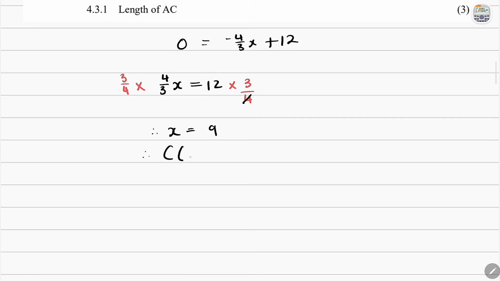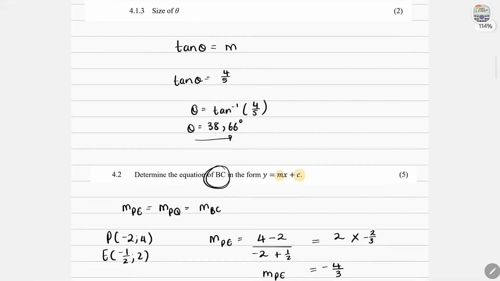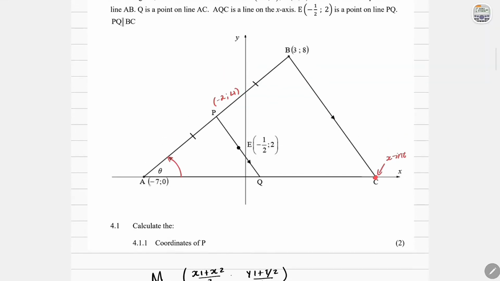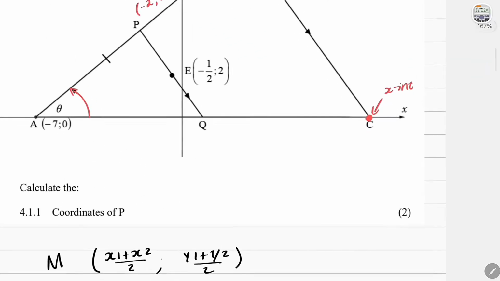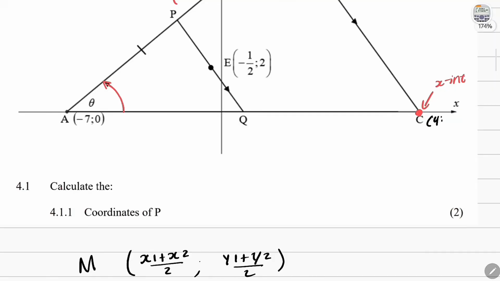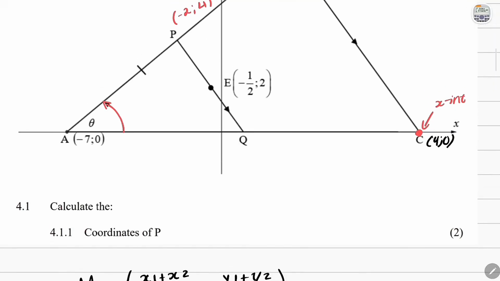So C is this x-intercept, 9 and 0. And we just need A so that we can find the length of AC. So A is negative 7 and 0. If this is 9 and 0, this is a horizontal line.